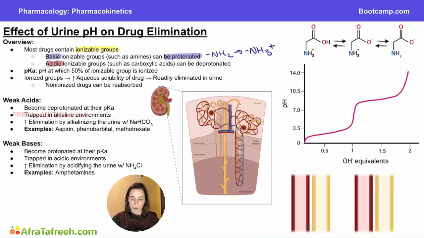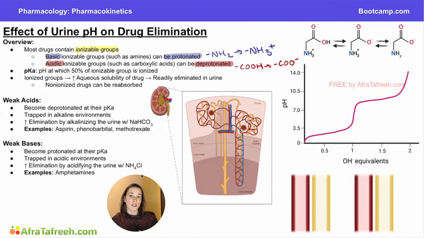Acidic ionizable groups lose a proton in order to become charged. So for example, acidic carboxylic acids have the formula COOH when they are uncharged, but they can lose their hydrogen to have the formula COO with a negative charge. In order to gain a proton, basic groups have to be in an acidic enough environment, and in order to lose a proton, acidic groups have to be in a basic enough environment.